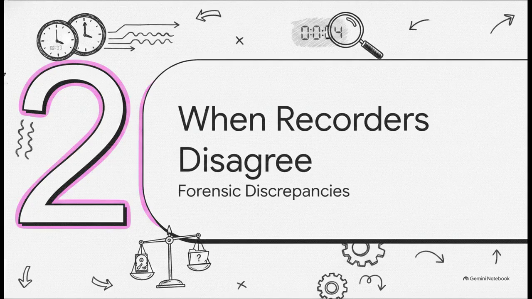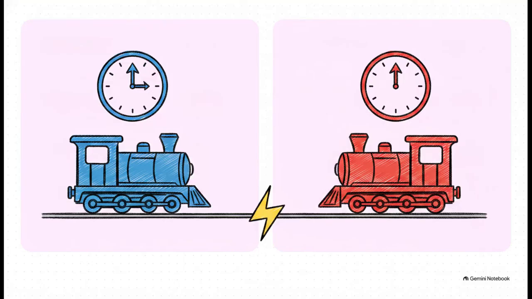Section 2. When recorders disagree and real-world forensic discrepancies. Let's look at a concrete example from a publicly documented 2025 rail safety investigation. The analysts needed to synchronize monitoring data with event recorder data, but they quickly realized they couldn't just apply one universal correction. Unit A required an offset of -2 minutes and 10 seconds. Meanwhile, Unit B, which was operating inside the exact same physical event, required an offset of +20 seconds.